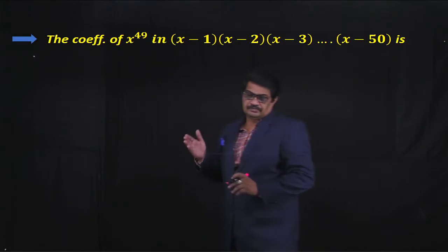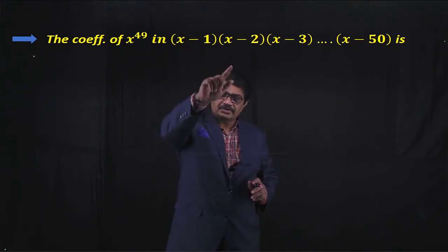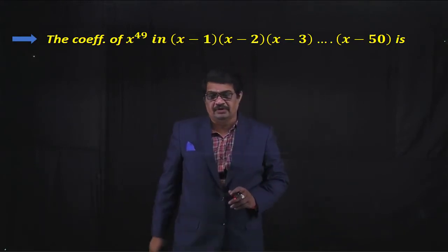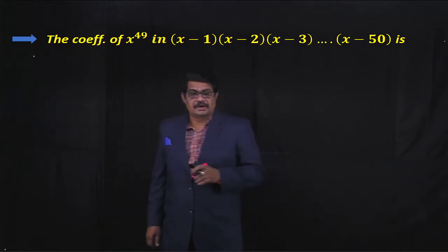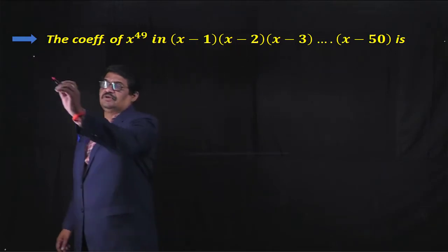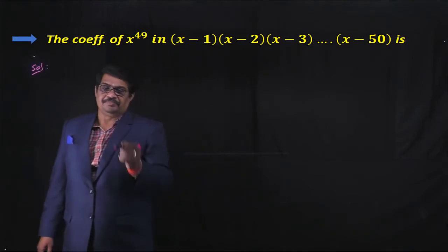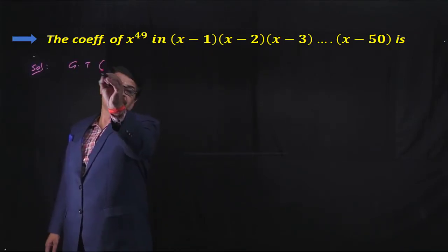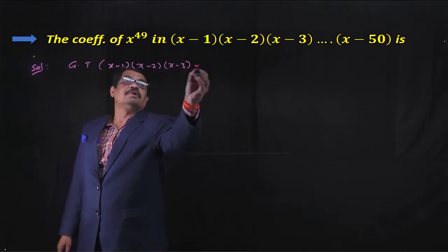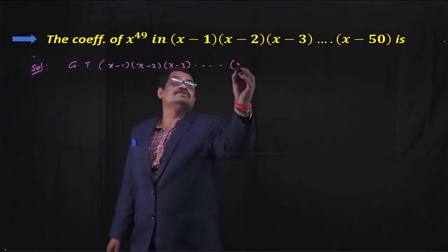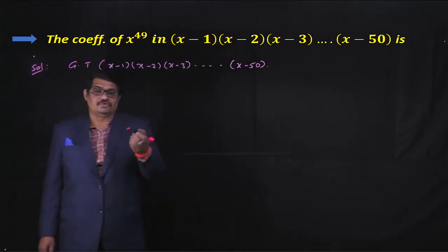See the problem. The coefficient of x to the power of 49 in (x minus 1)(x minus 2)(x minus 3) and so on, up to (x minus 50). So we have to find the coefficient of x power 49 in that expansion. See the solution. So this is the expression. The given expression is (x minus 1)(x minus 2)(x minus 3) and so on, (x minus 50). In that, what is the coefficient of x to the power of 49?